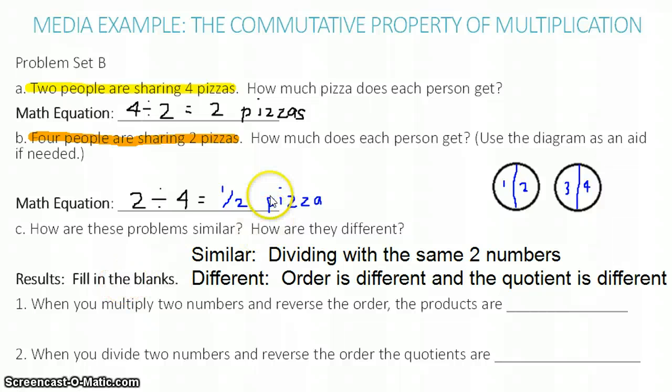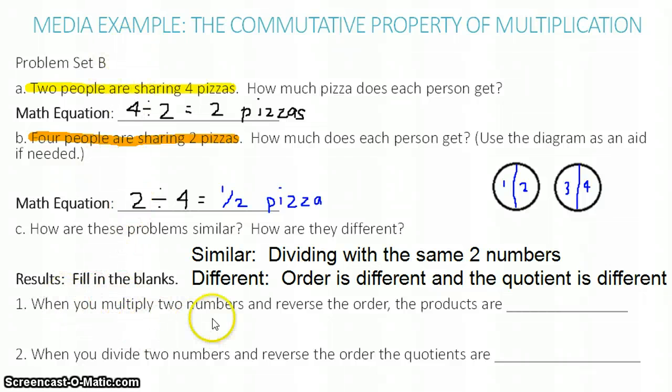So unlike the multiplication problems, when we reverse the order, remember we call this the dividend, this is the divisor, this is the quotient. When we reverse the order of the dividend and the divisor, we don't get the same result. So that means that division is not going to have the commutative property like we learned with addition. Subtraction also did not have the commutative property. So let's write our final results down here.